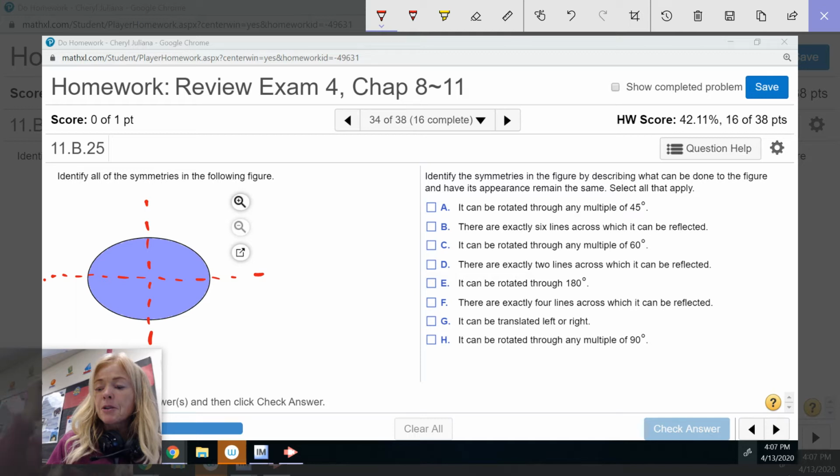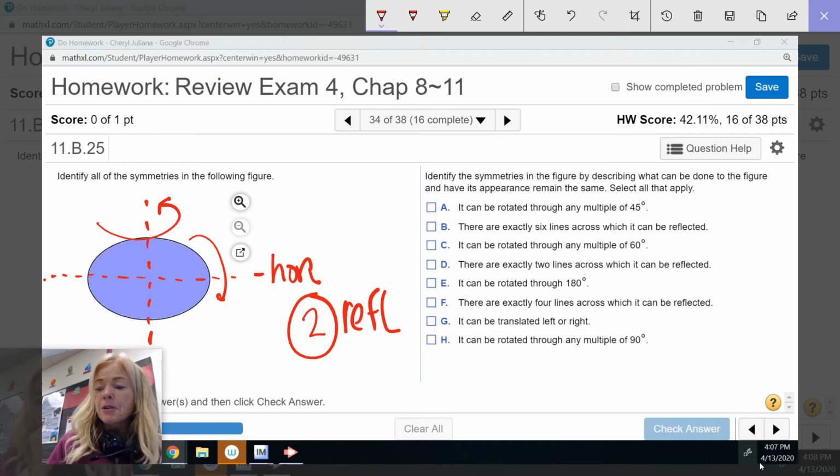All right, so if I reflect it over those two lines, so if I reflect it down, for this horizontal reflection, then as I reflect it, it's going to look exactly the same, and that's the rule. It needs to look exactly the same after the reflection has happened, and indeed it will. So it remains unchanged, and therefore it has a horizontal. That's one symmetry. The other one is that way, so vertically. So I'm going to say that's two reflectional, two lines that it can be reflected across.